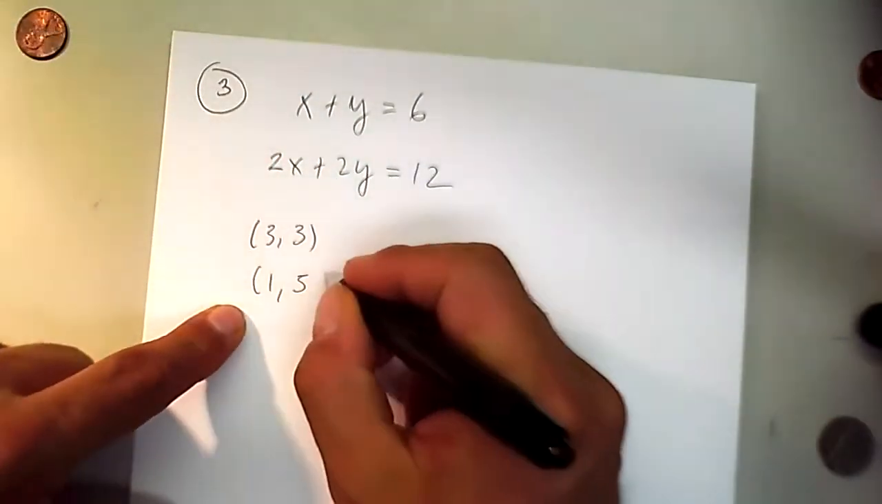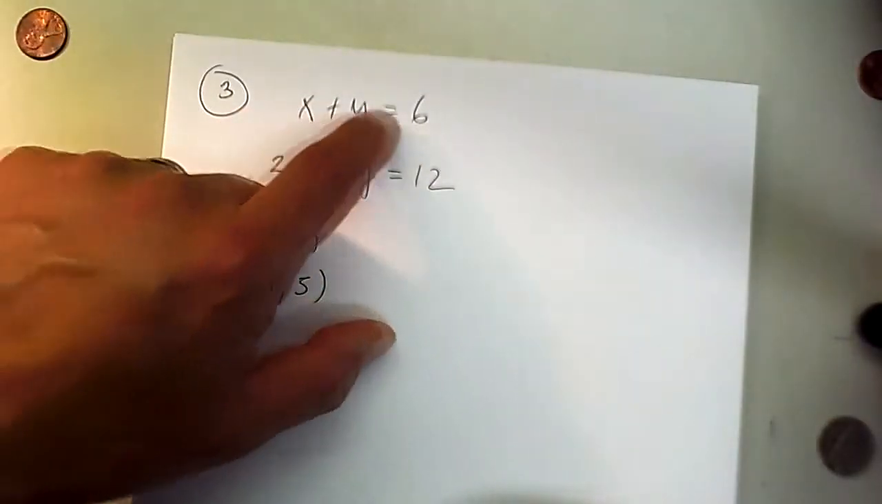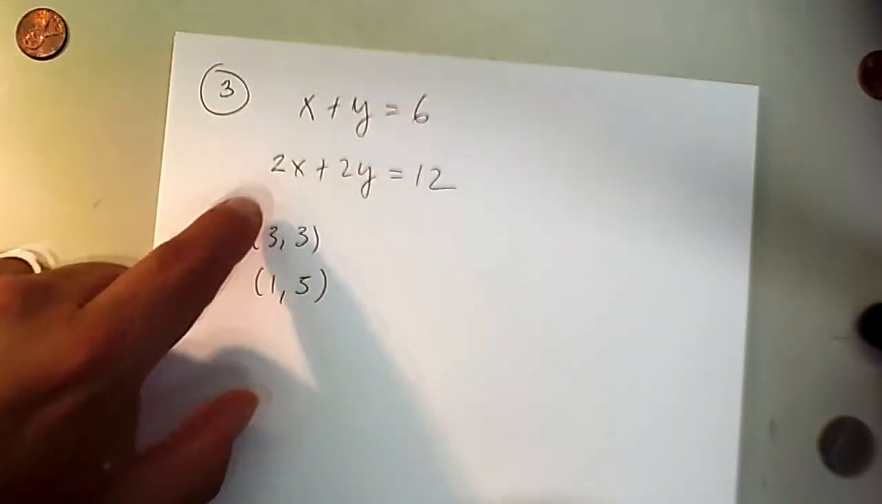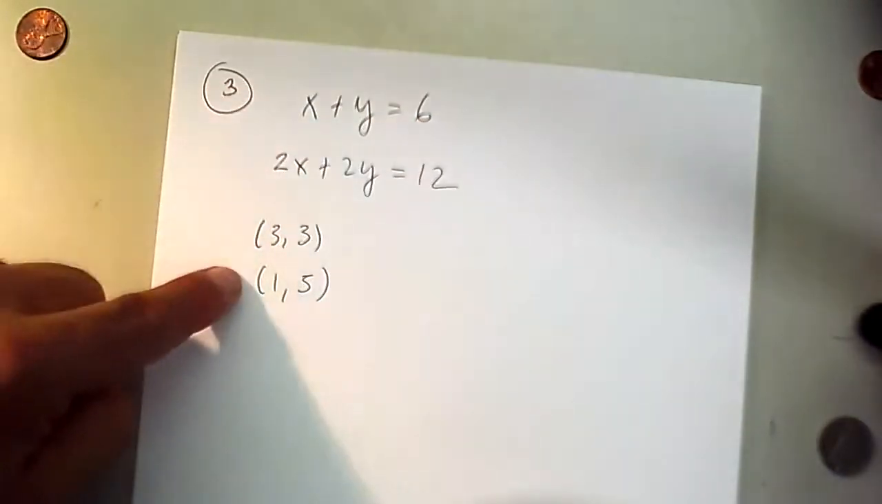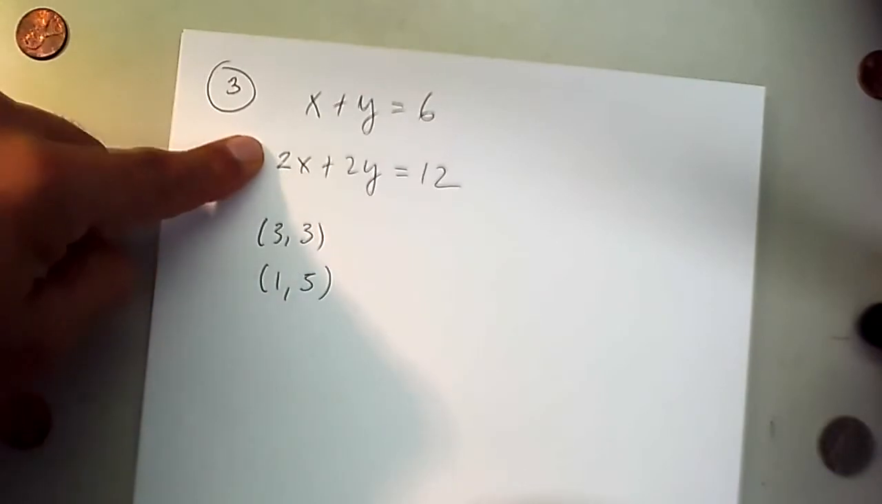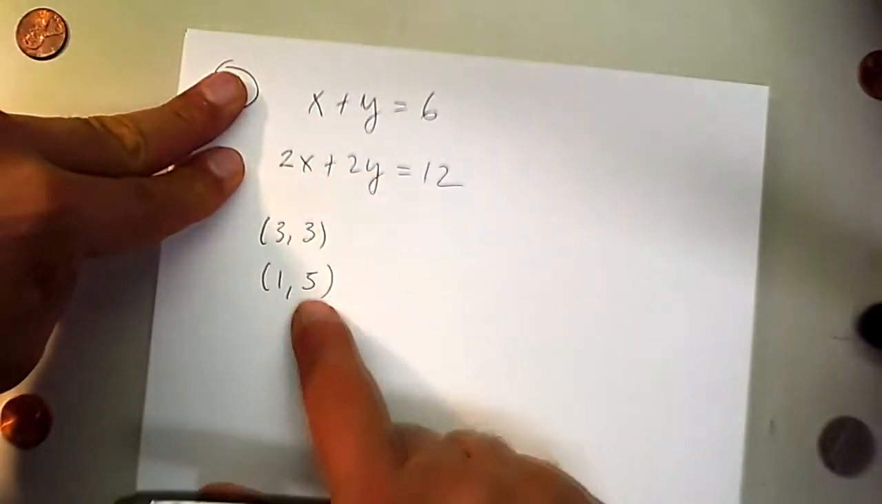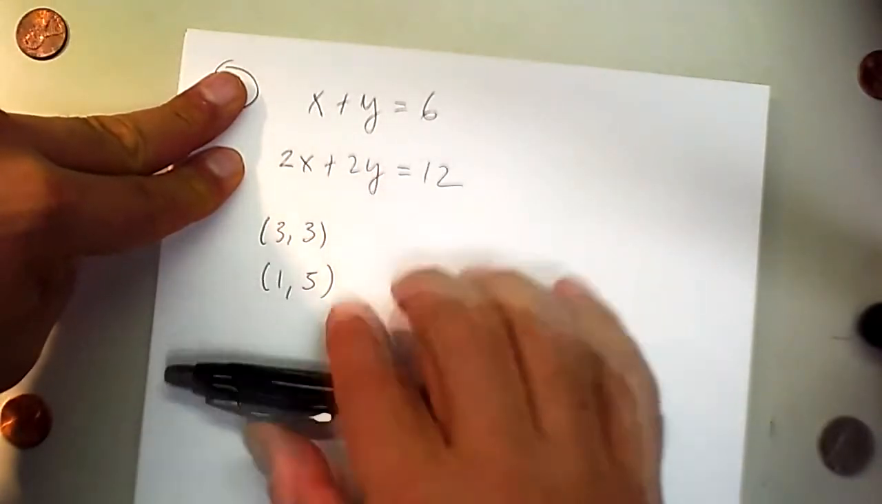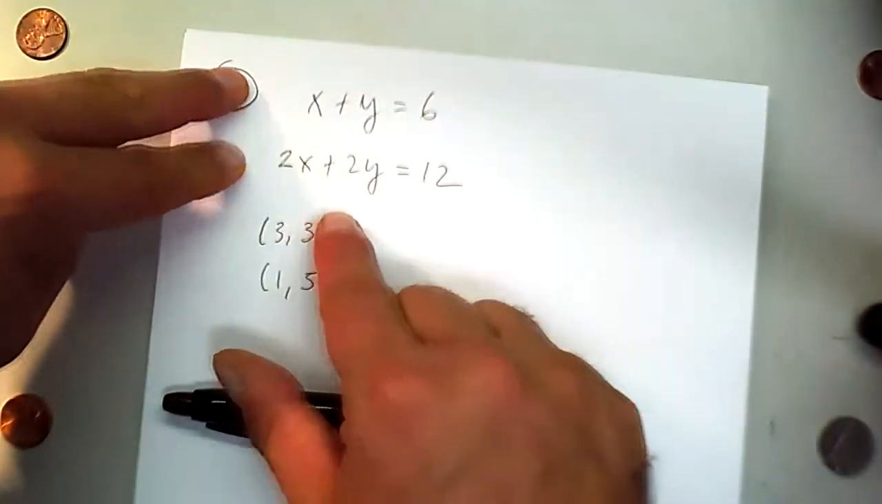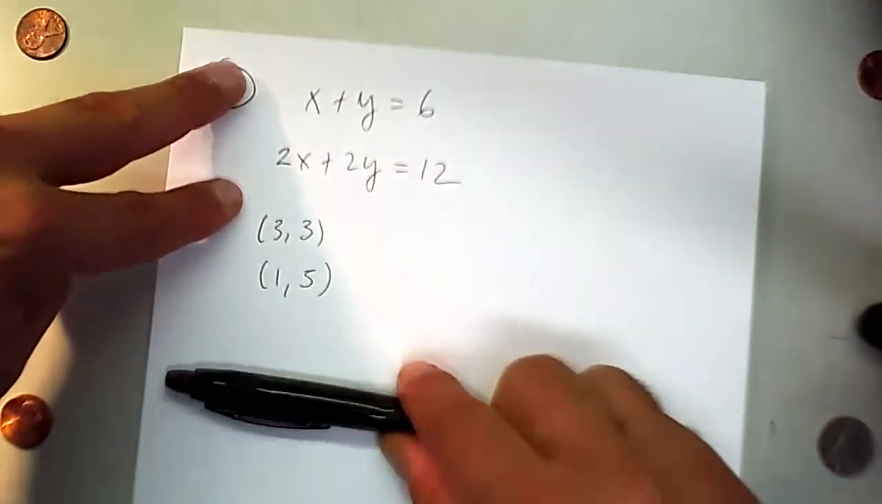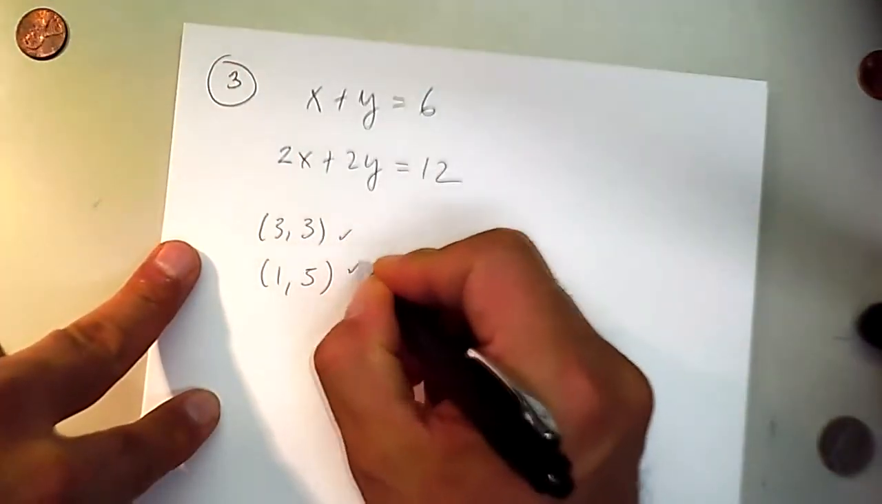How about 1, 5? Well, 1 plus 5 is 6. 1, 5 works for this equation. Let's make sure it works for the other. 2 times 1 is 2. 2 times 5 is 10. I don't have 10 fingers, otherwise I would go 10. So 2 and 10 is 12. It works. So it checks.